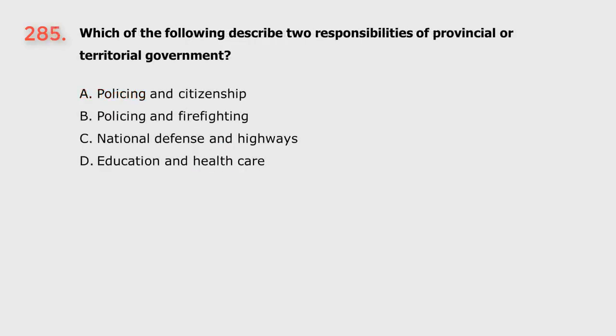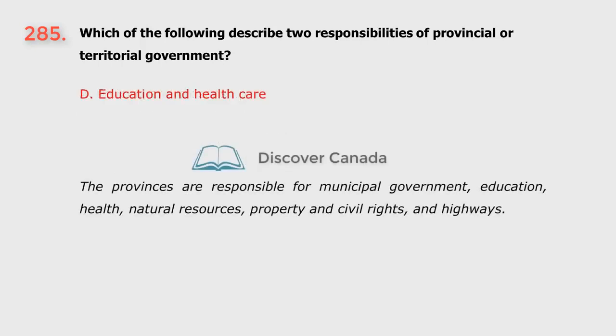Question 285. Which of the following describe two responsibilities of provincial or territorial government? A. Policing and citizenship. B. Policing and firefighting. C. National defense and highways. D. Education and healthcare. The answer is D. Education and healthcare.